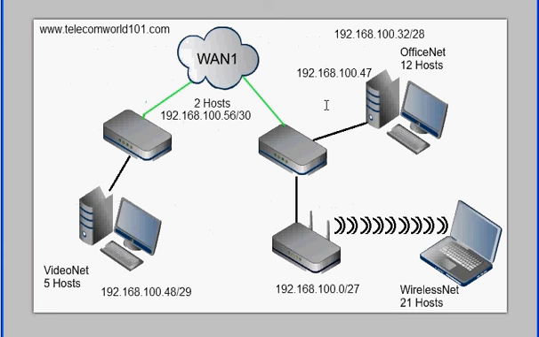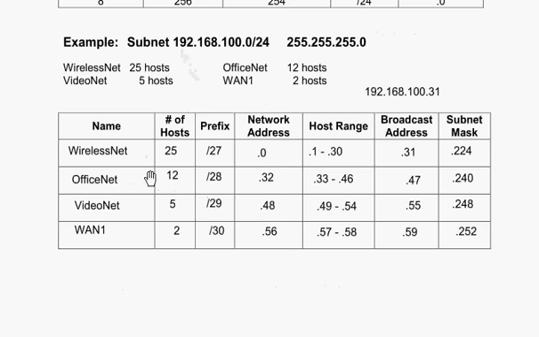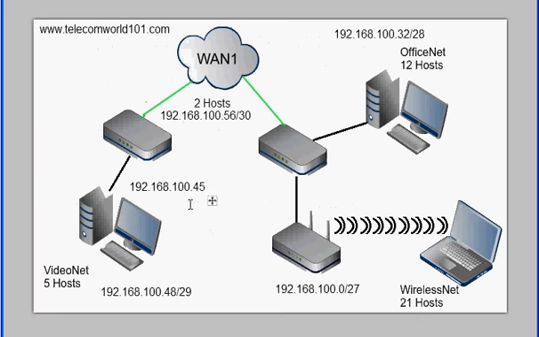Over here, I assign this guy a good IP address, 192.168.100.45, right? That's a good IP address. I look at this and it doesn't work. So I come over here and say .45 is the office net. It's not the video net. The video net has to be between .49 and .54. So what we can do is troubleshoot the network on why computers don't work if they've been statically or manually assigned IP addresses and things like that.